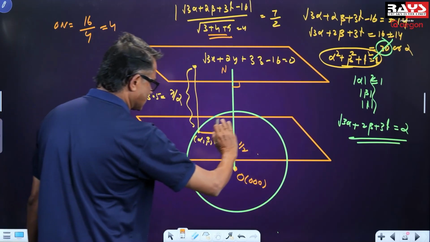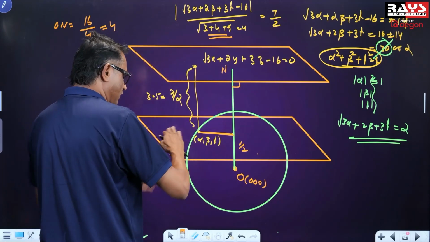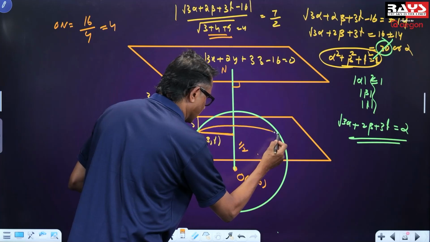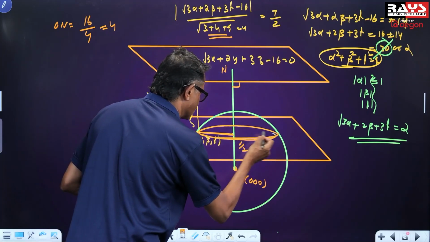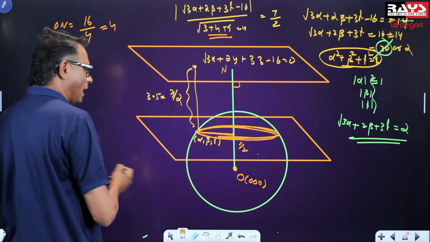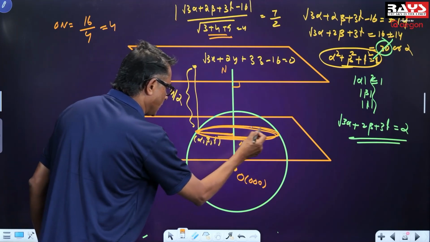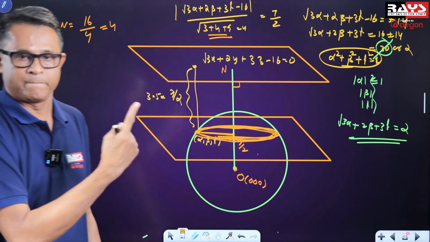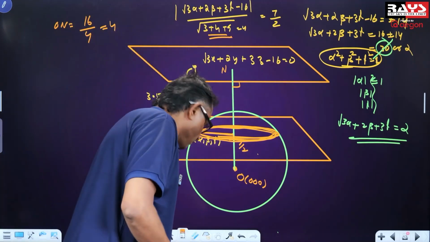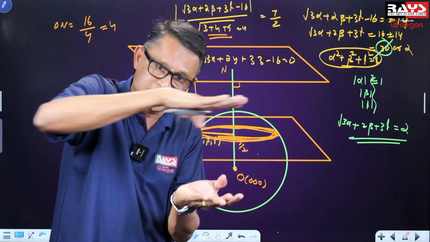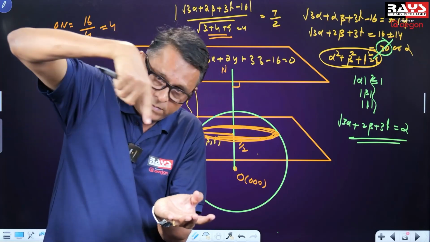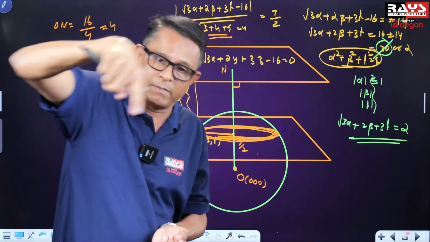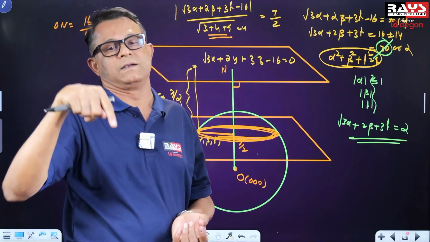And this is a sphere. When a plane intersects a sphere, you will get a circle like this. And alpha, beta, gamma can be anywhere in that circle, because when a sphere is intersected by a plane, we get a circle over there.